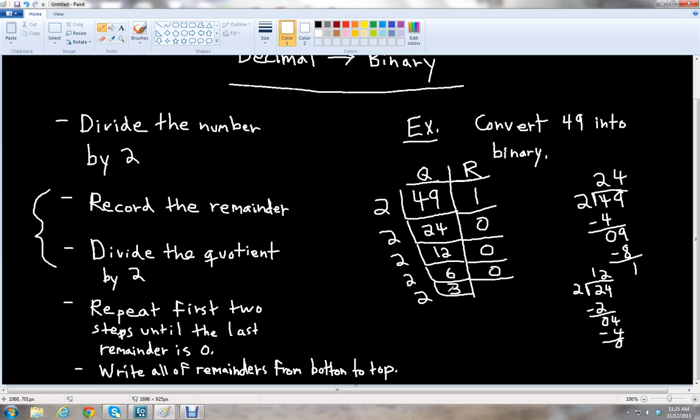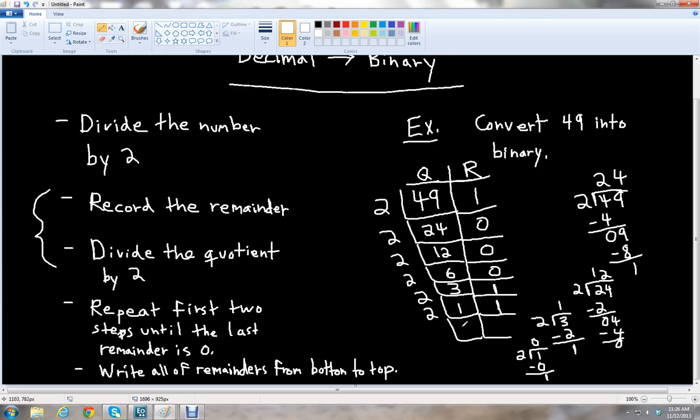And then 2 into 3 is 1 time. 1 times 2 is 2. 3 minus 2 is 1. So we get a remainder of 1. And then we got to do 2 into 1. That goes 0 times. And 0 times 2 is 0. 1 minus 0 is 1. So it looks like we get a remainder of 1.